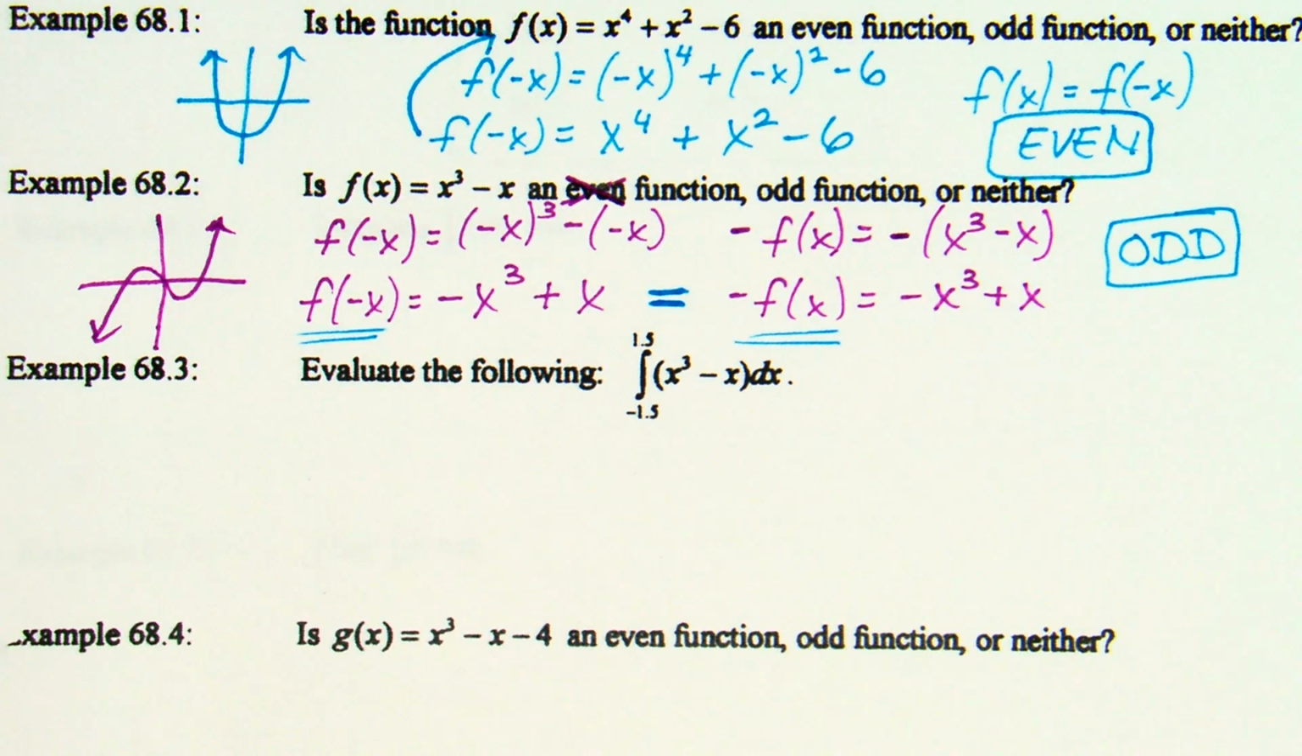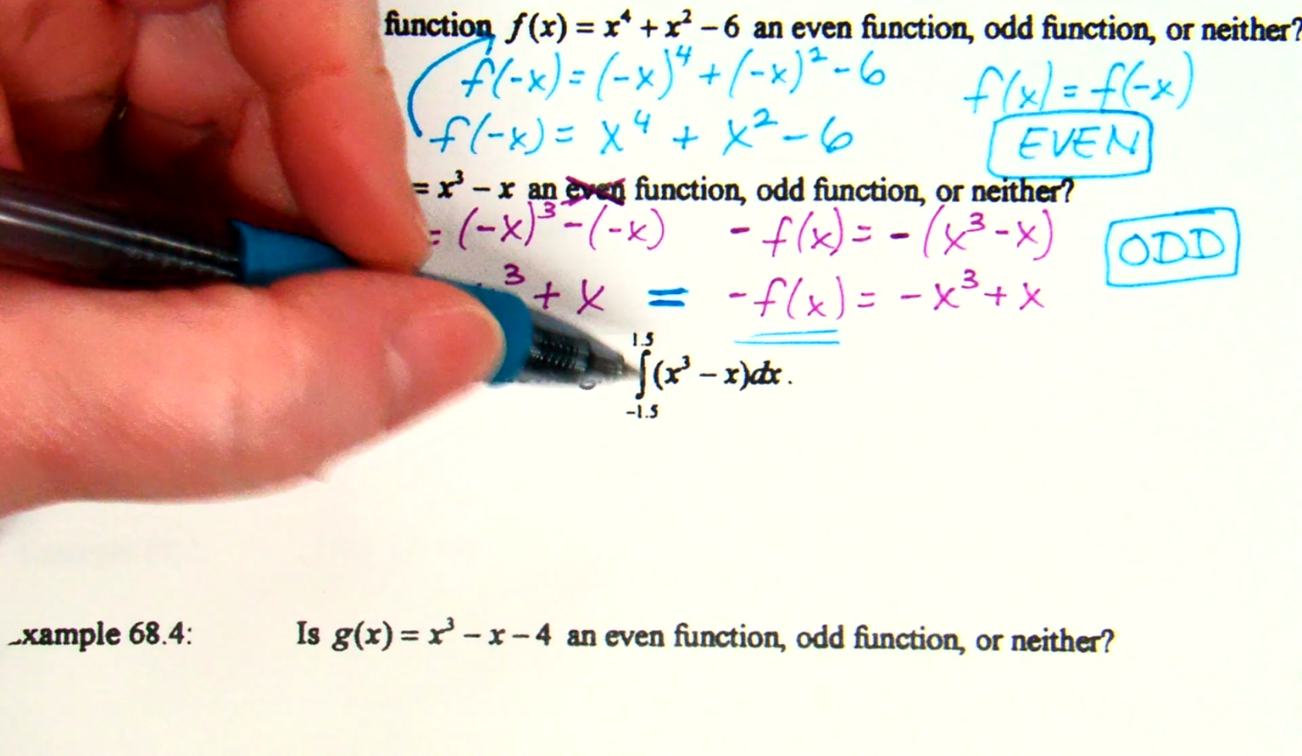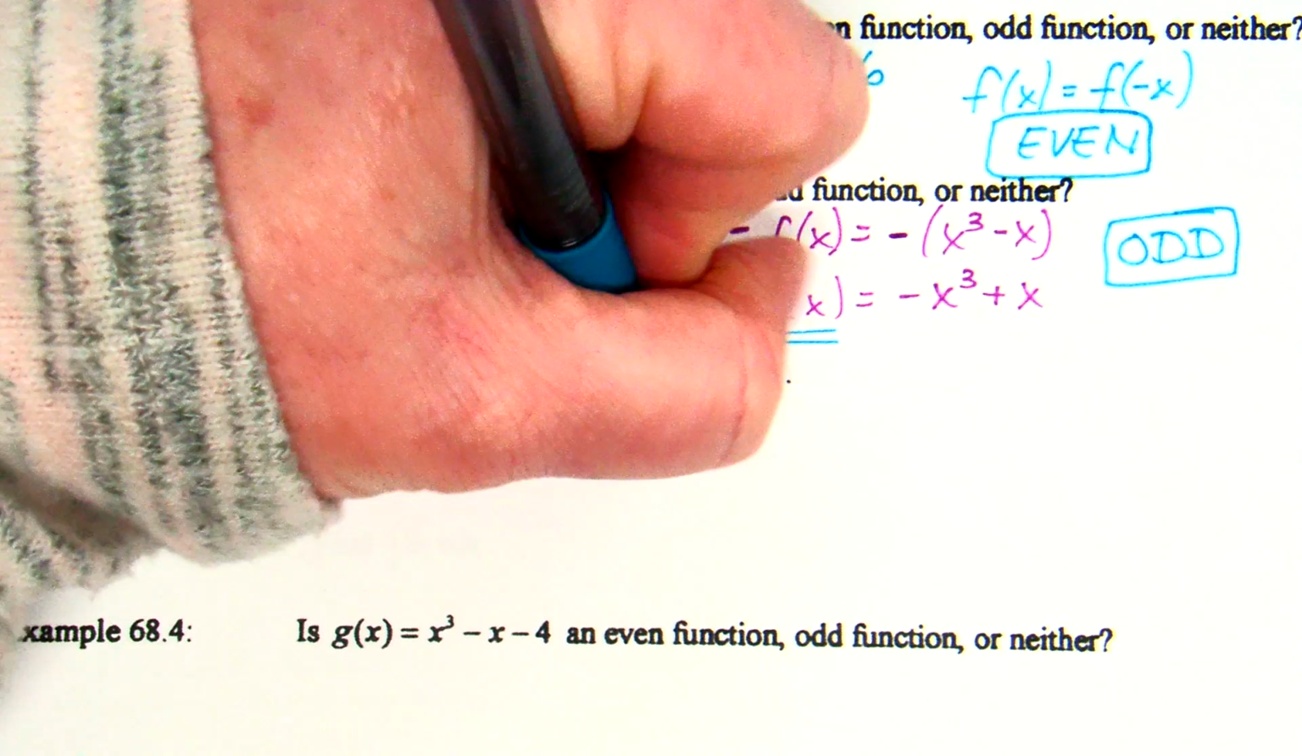Okay, so if we integrate this by hand, because it doesn't say find the area or anything, it just says evaluate the integral. So I want to know, what does this integral equal? Doesn't really matter what the graph looks like or anything. It's what does this integral equal? That's what it's asking. So what is the integral of x to the third?